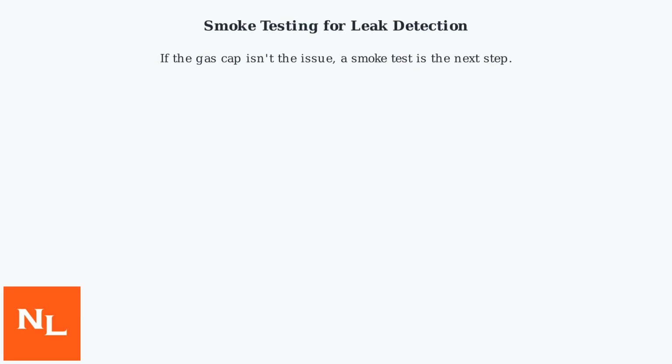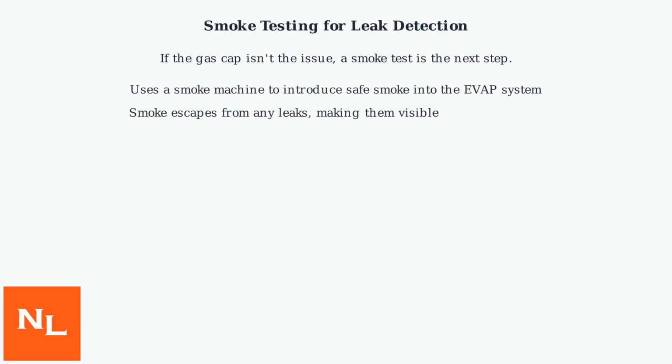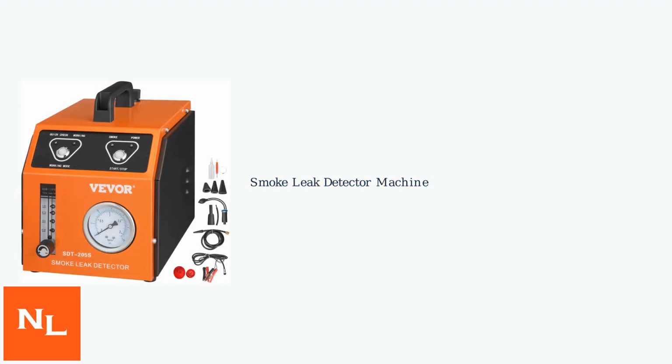If the gas cap isn't the issue, a smoke test is the next step. This involves using a smoke machine to introduce safe smoke into the EVAP system. The smoke will escape from any leaks, making them visible. This is a crucial step to pinpoint the exact location of the leak, especially for smaller cracks in hoses or connections. The smoke machine is a specialized tool that generates safe, non-toxic smoke specifically designed for automotive diagnostics. It connects to the EVAP system to pressurize it with smoke.